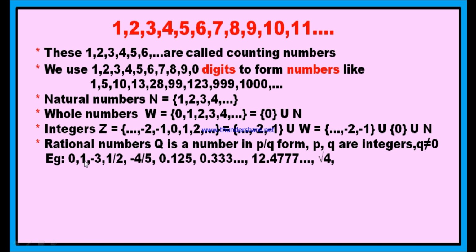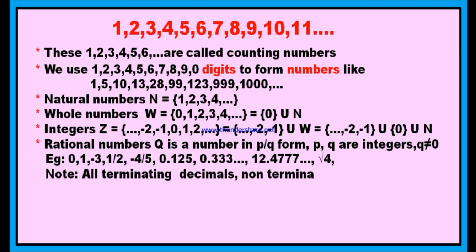1 means 1 by 1. You can write 1 as 2 by 2. You can write 1 as 3 by 3. Again, it is in the p by q form. Therefore, it is a rational number. Minus 3 means minus 3 by 1, minus 6 by 2. Like this you can write. Therefore, this is also a rational number. Okay, is your doubt clear?